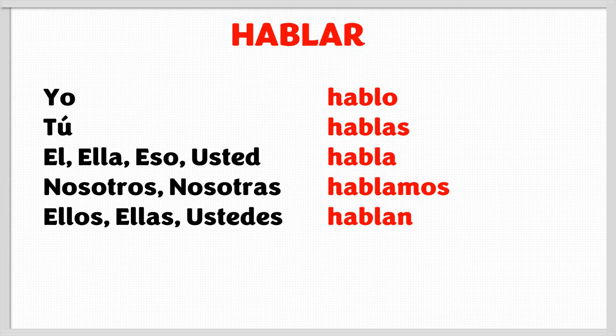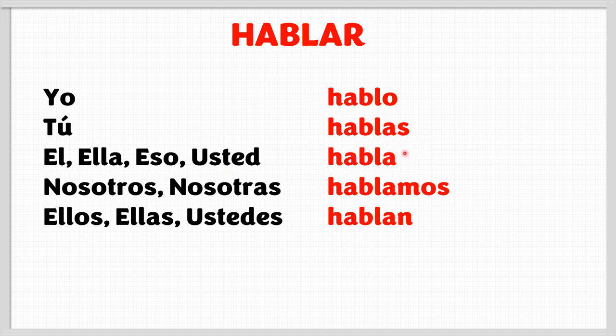For those that end in ar, we have to change the ending. For the first person, yo, I, we put o: hablo. You, tú, in the informal way: hablas. Usted, that means you too, but this is the formal way, we delete the s.